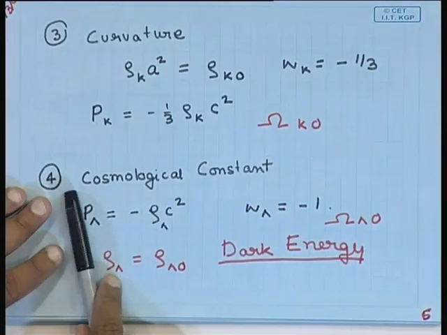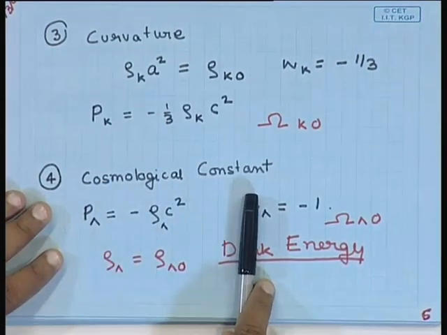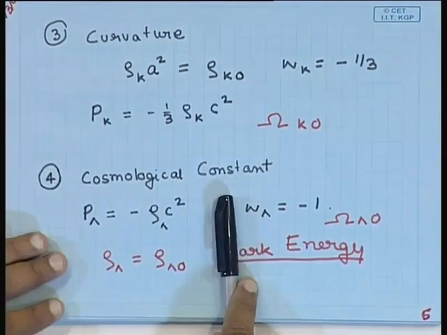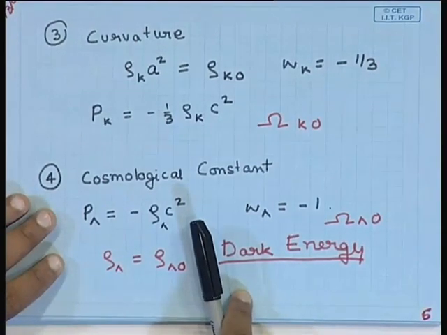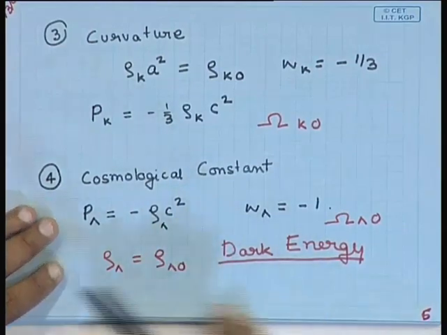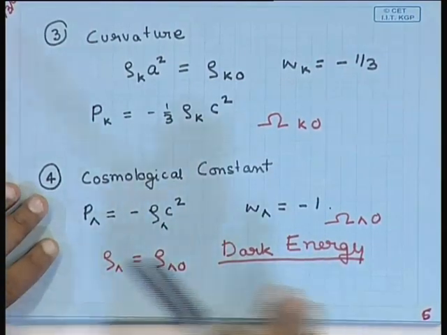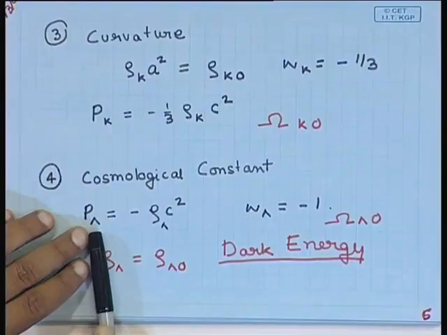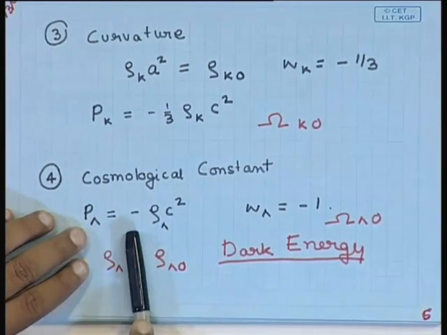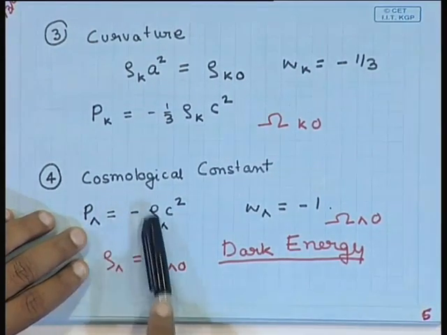And finally, we had the cosmological constant. I told you that the cosmological constant is a constant that is allowed by Einstein's general theory of relativity. In this Newtonian framework, we can interpret it as a kind of component, a kind of substance that fills the universe. And this then has the property that its pressure is minus the energy density.